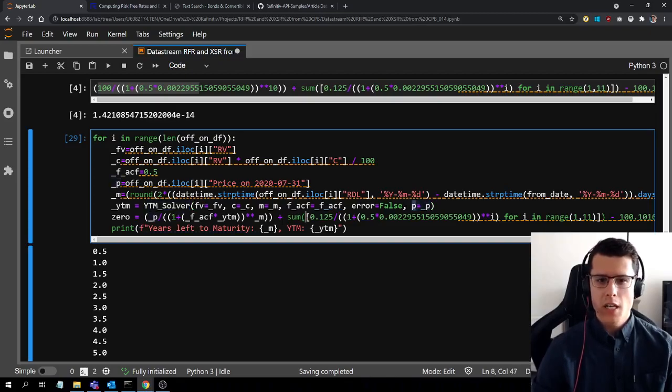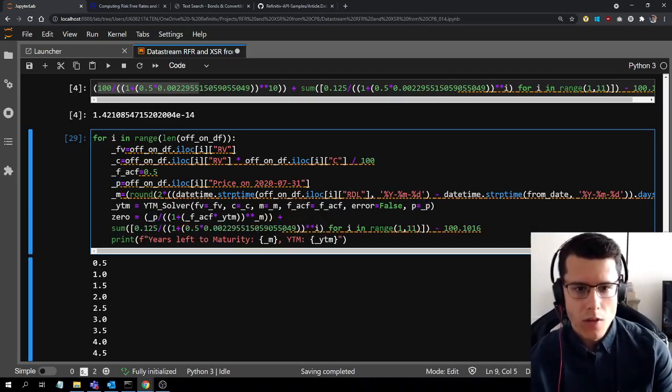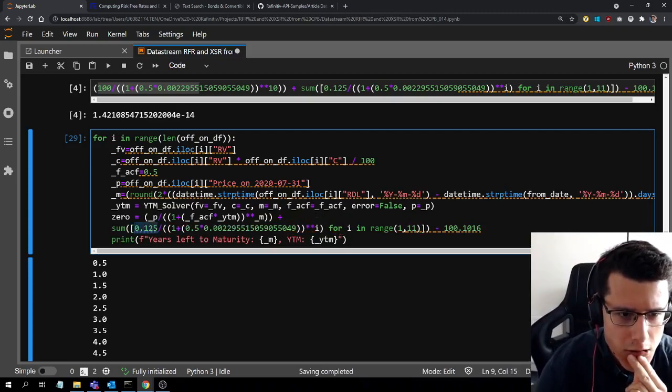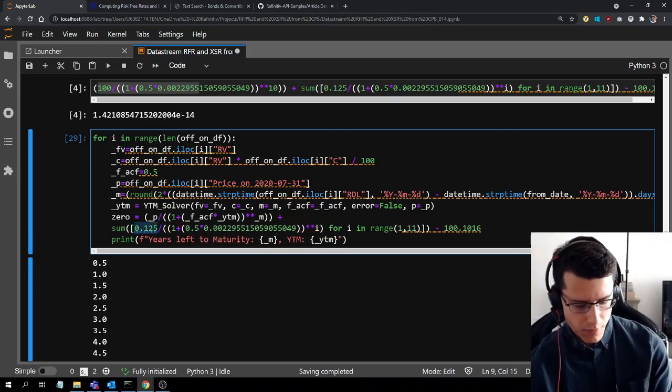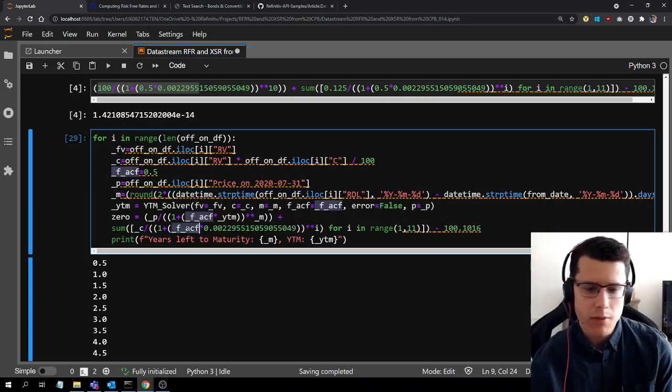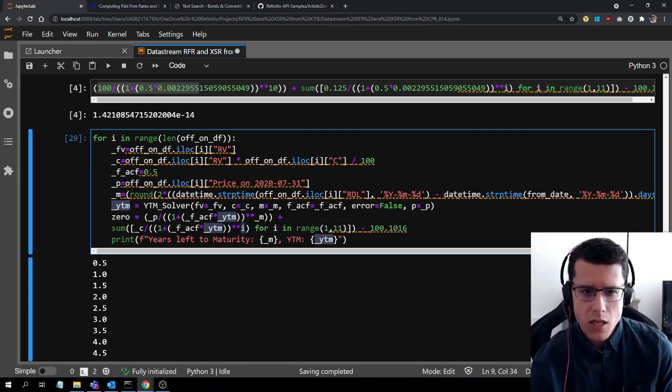So they're comparable. And then I'm summing up all of the coupons. So what's a coupon? A coupon is underscore c, as calculated above. 1 plus our frequency. So that's what this is. This is what I've copied and pasted from above because I can't remember it by heart. So this is our annual compounding frequency, our yield to maturity to the power of i.